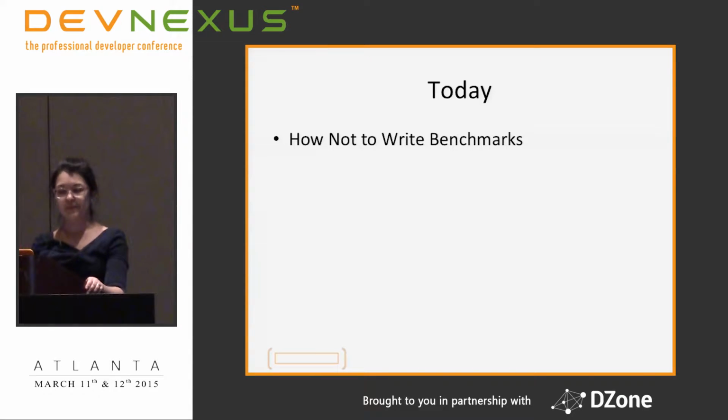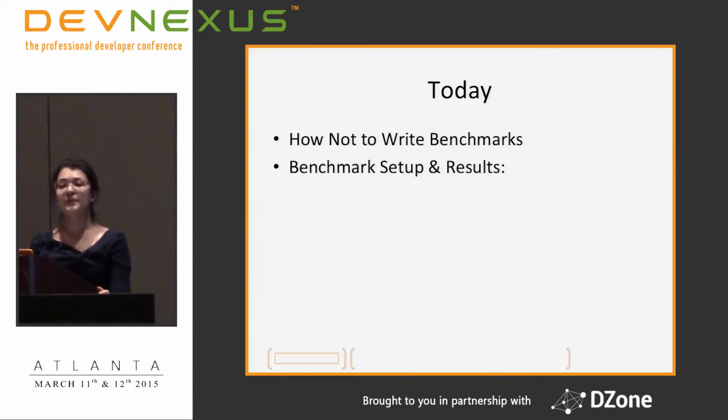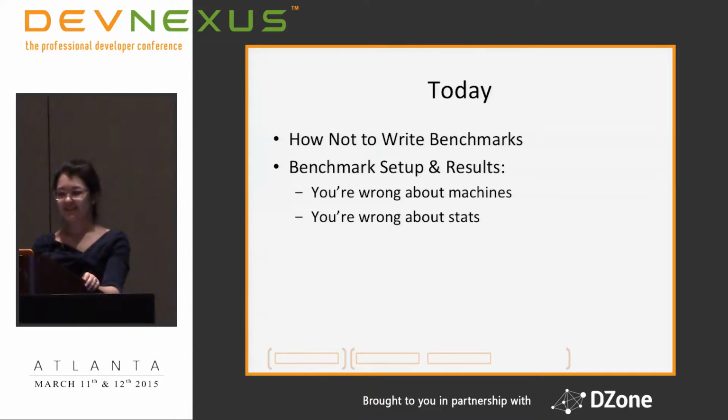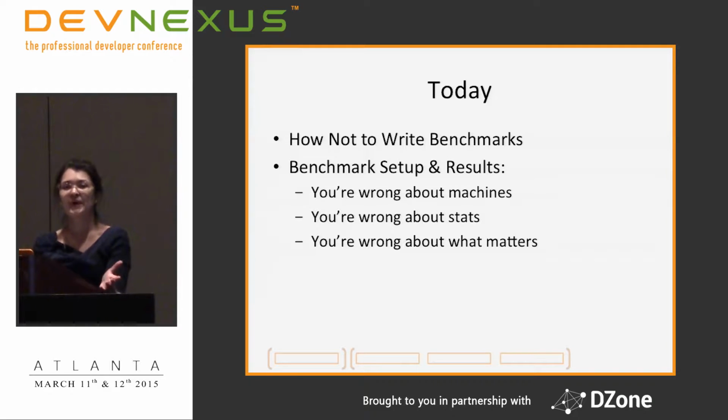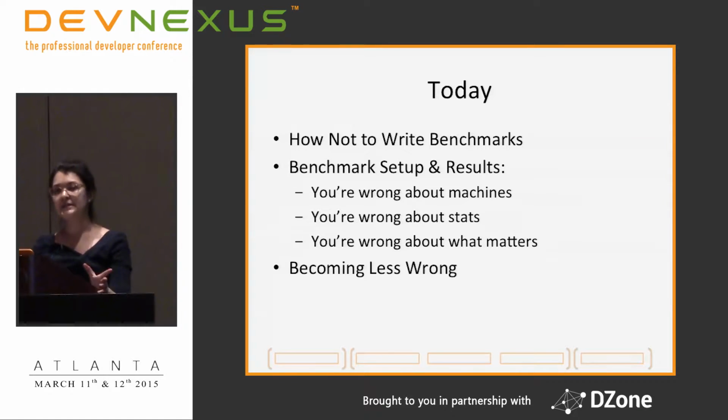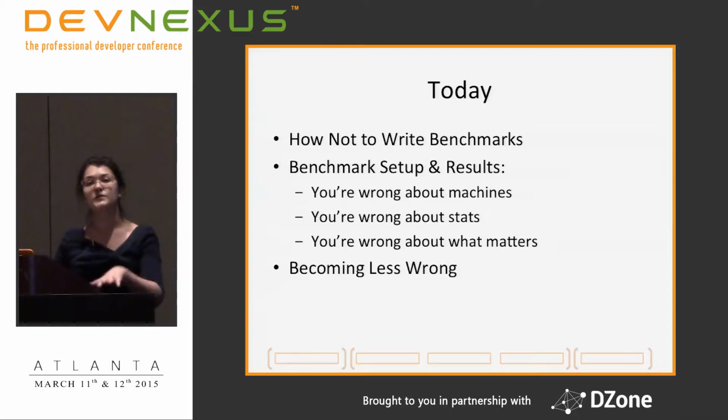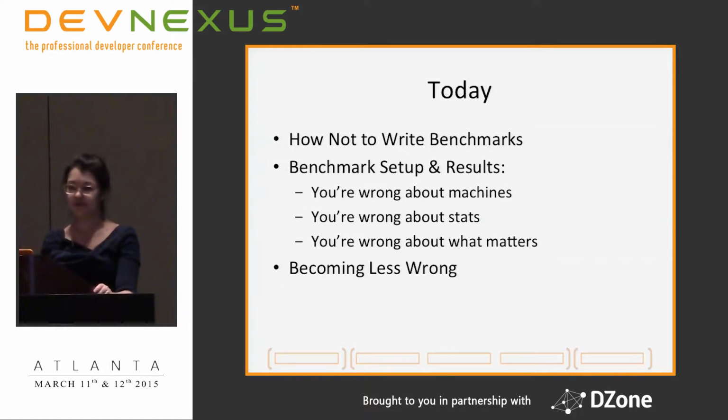So today the talk will be in 3 parts. First, we'll talk about how not to write benchmarks. Then we'll talk about common pitfalls that occur when setting up benchmarks and interpreting results. Specifically, we'll focus on how you're wrong about machines, you're wrong about stats, and you're wrong about what matters. And then in the end, we'll discuss what tools we have and what kinds of things we can do in order to avoid such pitfalls. In this talk, I will not be naming many different products, but these are very much real-life examples. But we'll focus on the concepts.